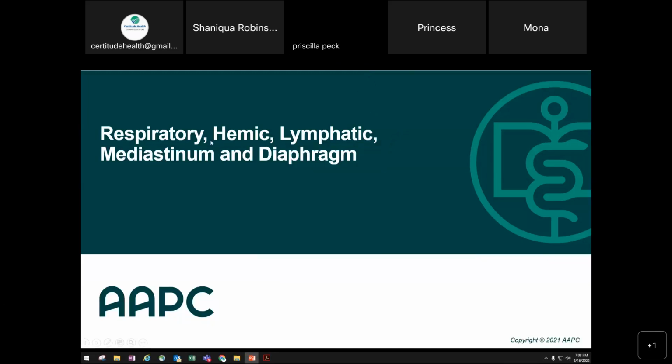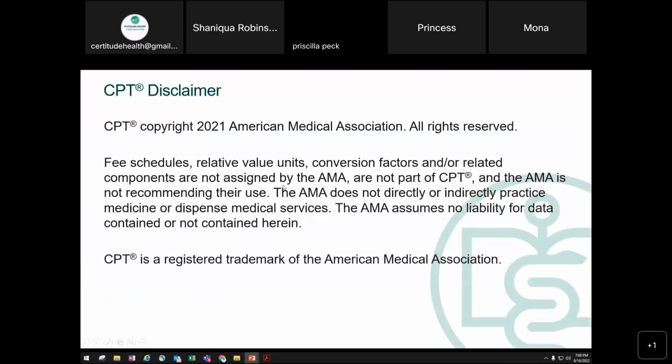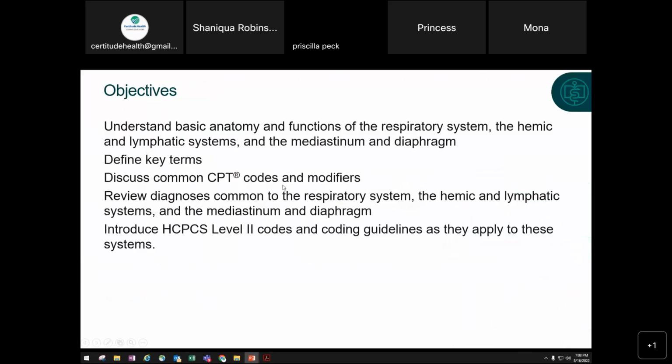All right, so chapter 9, again, is the respiratory, hemic, lymphatic, mediastinum, and diaphragm. And so, of course, this is AAPC's presentation. Our objectives for tonight are to understand basic anatomy of the organ systems mentioned, as well as defining key terms, talking about codes and modifiers.